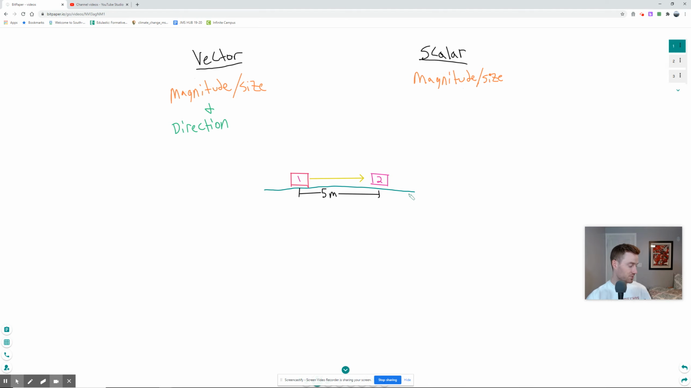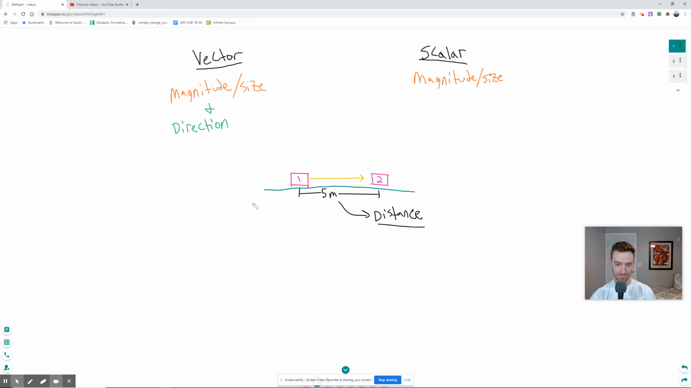Now, 5 meters tells us something. It tells us the size of the distance. It tells us how far the object moved. So that 5 meters is actually distance. How far did it move? It moved 5 meters. Now, distance is actually a scalar. There you go. You got your very first scalar quantity, distance. Distance is a scalar. It's the size of the length that something has moved, or the length of a path that's taken by a thing.